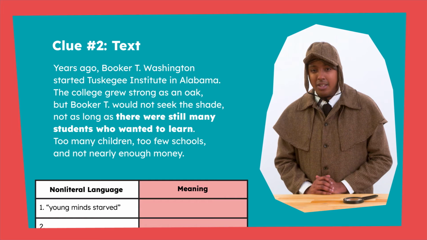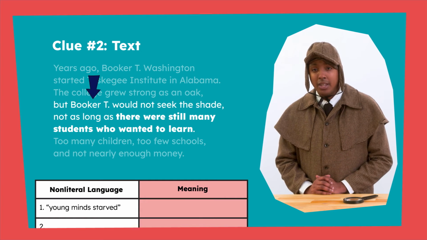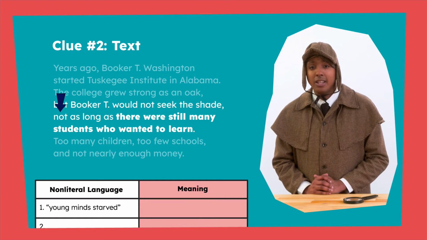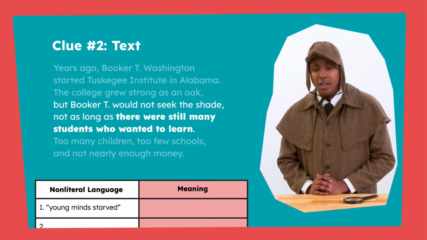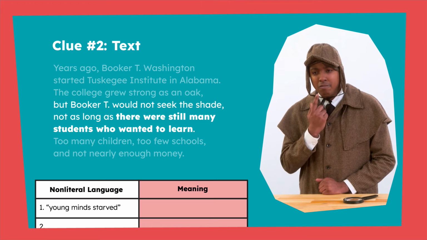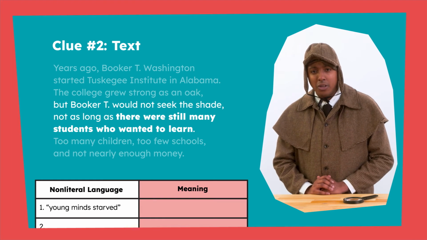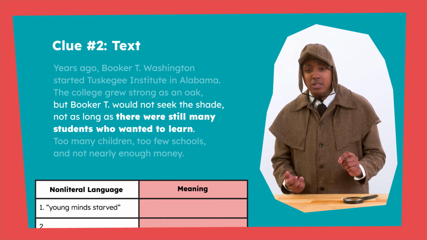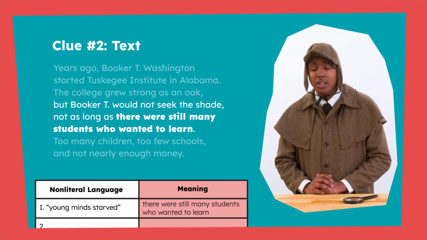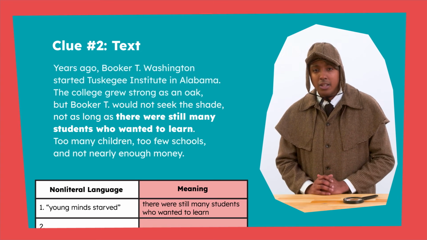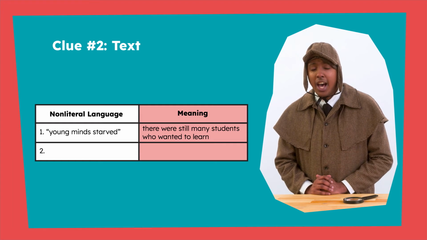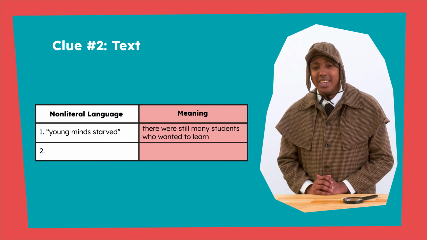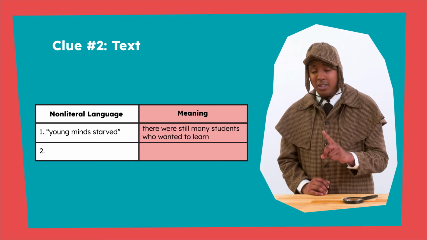Let's try it. But Booker T. would not seek the shade as long as there were still many students who wanted to learn. Does that make sense? I think so too. So let's write there were still many students who wanted to learn in the right-hand column under meaning. All right, text detectives. We've completed one. How many to go? Yes, only one more to go.